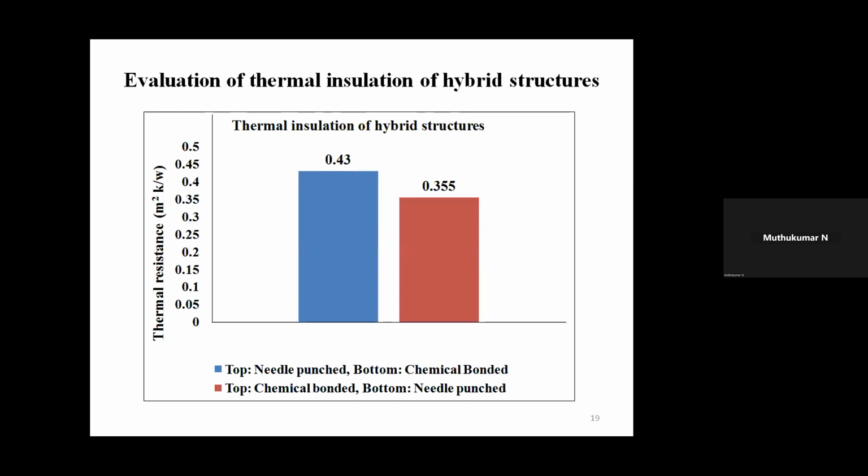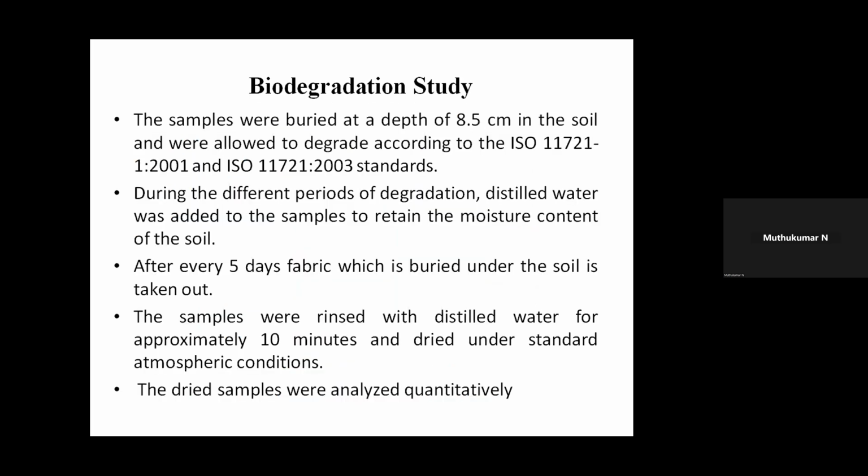While analyzing the results, the first sample, that is chemical bond at the bottom and needle punch at the top, has the better thermal insulation value, that is 0.43 meter square Kelvin per watt, compared to the chemical bond at the top, which is 0.355.